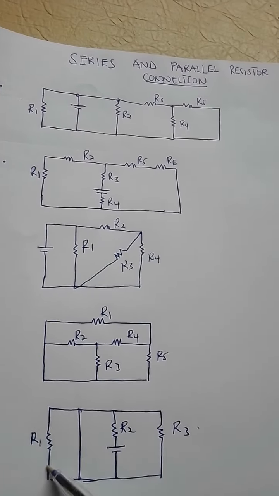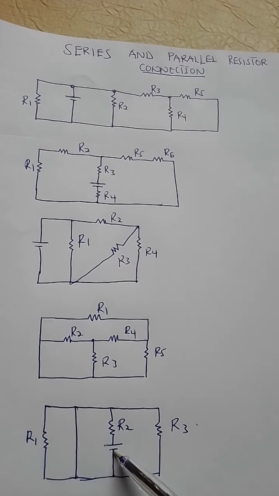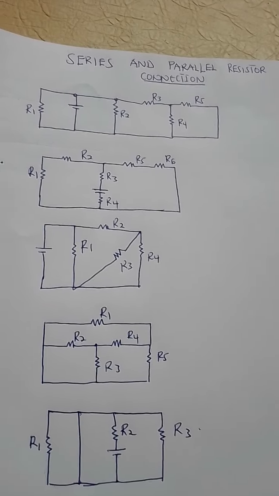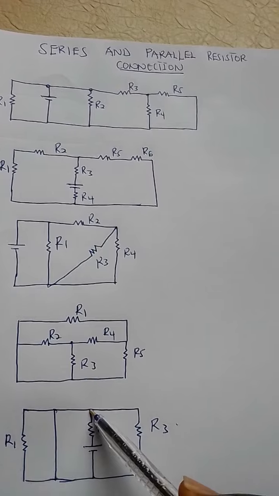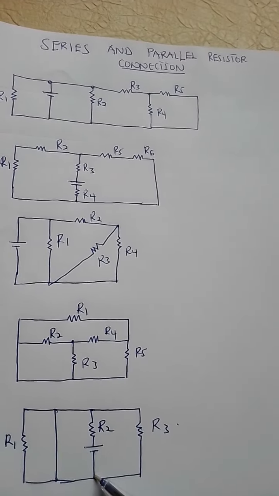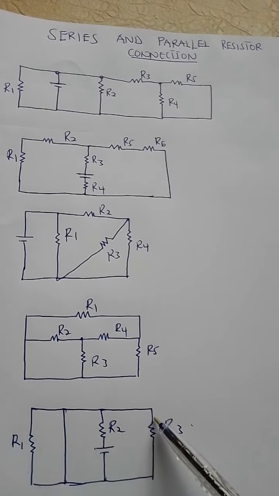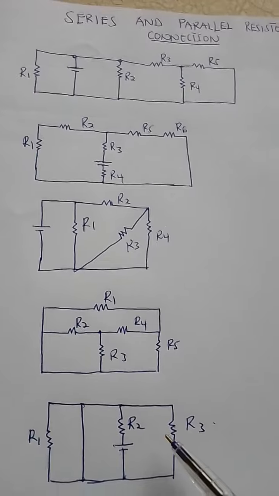But I can traverse through their path from here. I'll traverse through their path. And I'll see that I'm meeting this battery here. So therefore, R1 and R2 are not in parallel also. Now, what about R2 and R3? There is a node here. So R2 and R3, there is another node here, are not in series. Now, if I move through their paths, I also meet this battery here. For that reason, R2 and R3 are not in parallel.